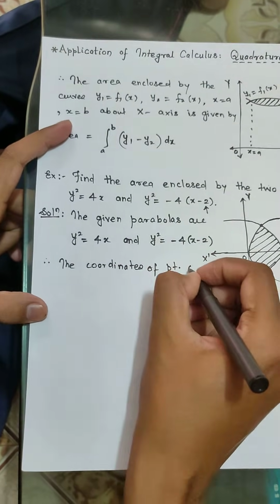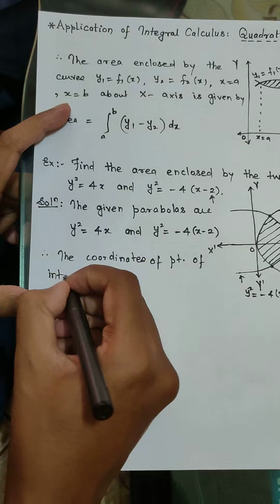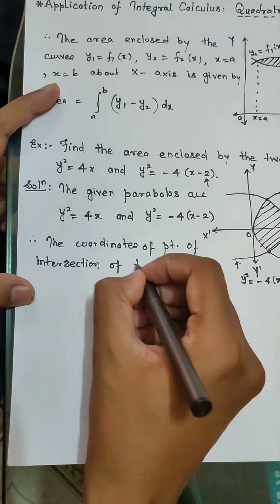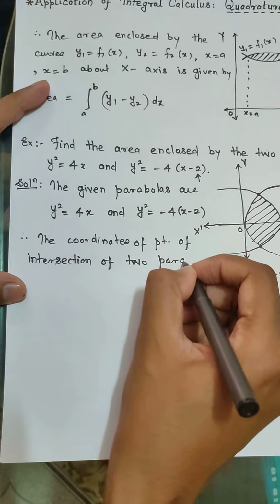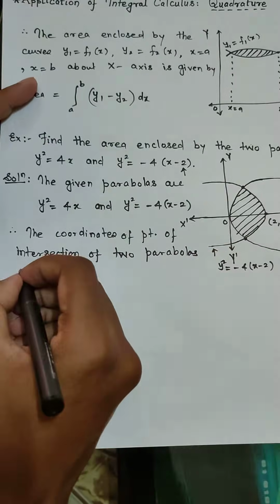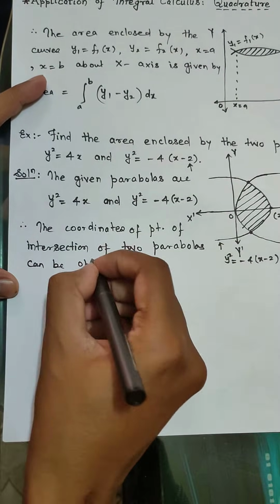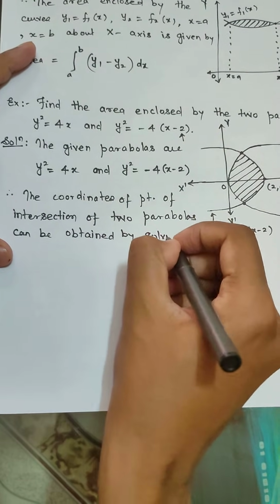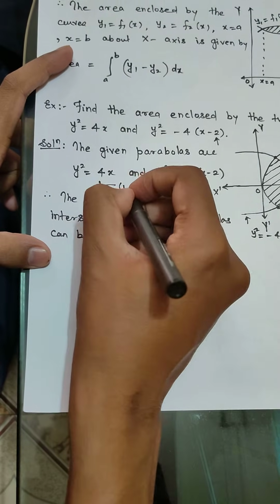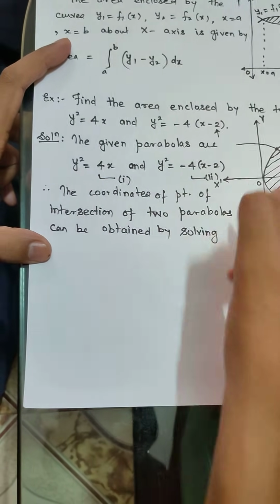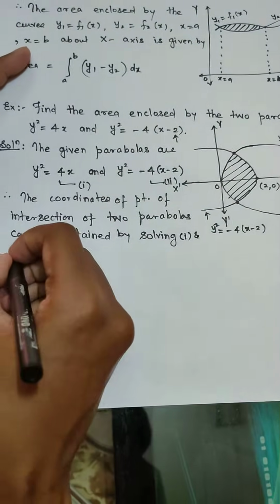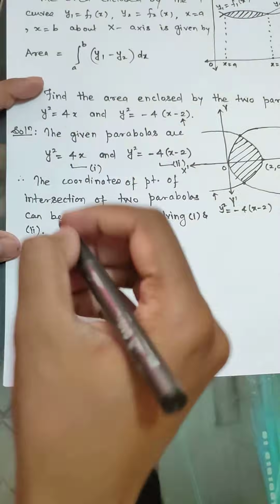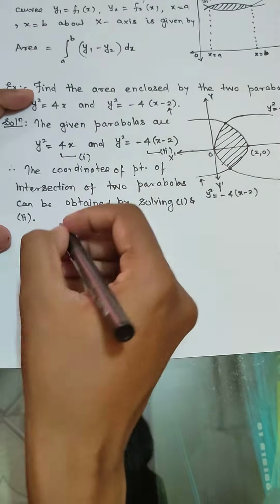the coordinates of point of intersection of two parabolas can be obtained by solving, say this is to be 1 and this is to be 2, by solving 1 and 2. So what I can do, I will write this equation and put y square is equal to 4x. So using 1 in equation 2, what you get?